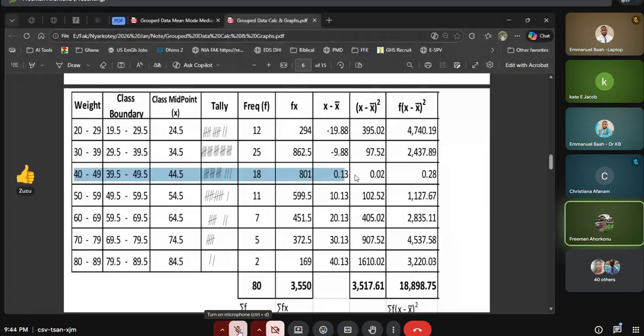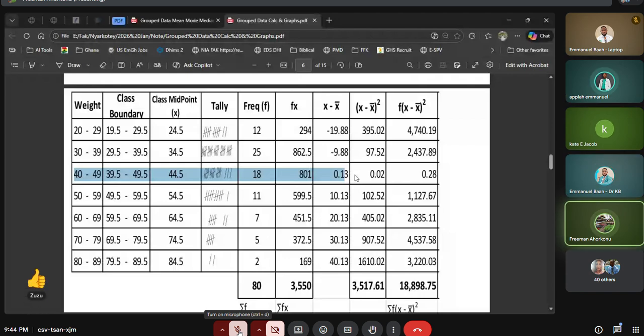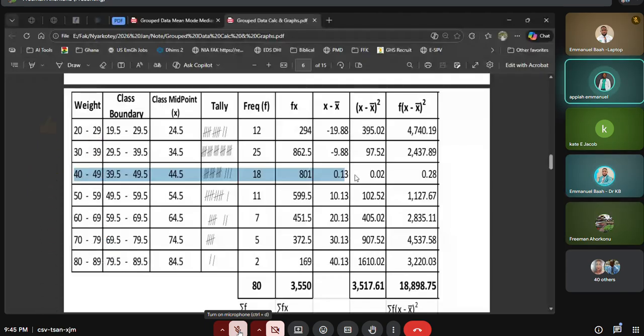What did you use? If you use, for example, the last figure there, 84.5 minus the mean 44.38, you get 40.12, not 40.13. That is what we are talking about. So please, from the 44.5, 54, all of them, the 13 is supposed to be 12. All of them should be 0.12 and not 0.13. Yes, please. Okay, that's fine.